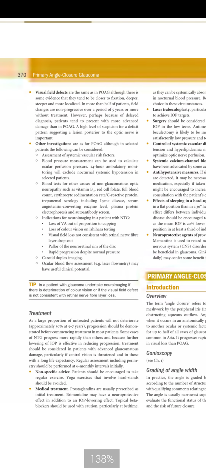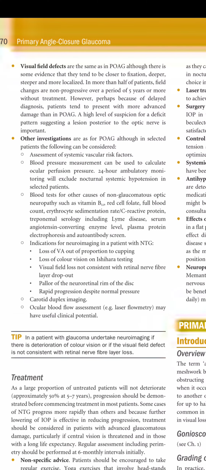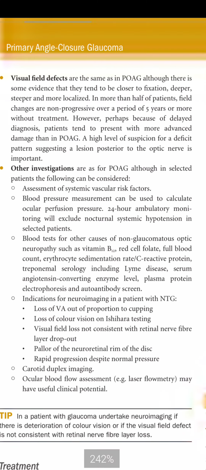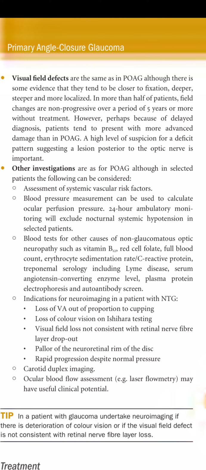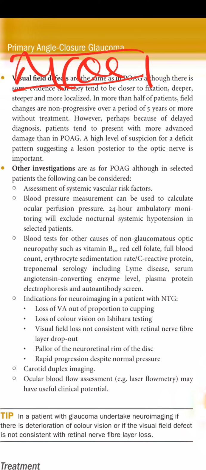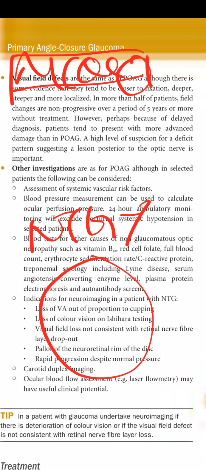So what will be the visual field defects in this case compared with POAG? In normal tension glaucoma, visual field defects are the same as in POAG, although there is evidence that they will be closer to fixation, deeper, steeper, and more localized. Very important from the MCQ point of view is how the visual field defects in POAG and normal tension glaucoma differ, because in normal tension glaucoma the defect is closer to fixation, deeper, steeper, and more localized.